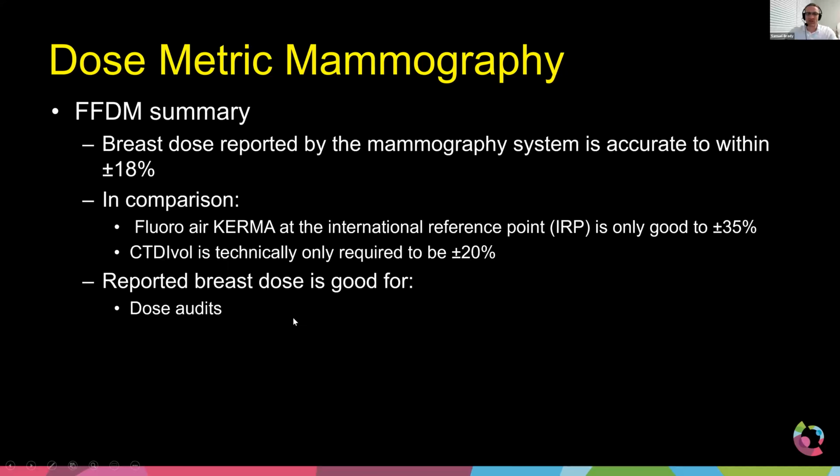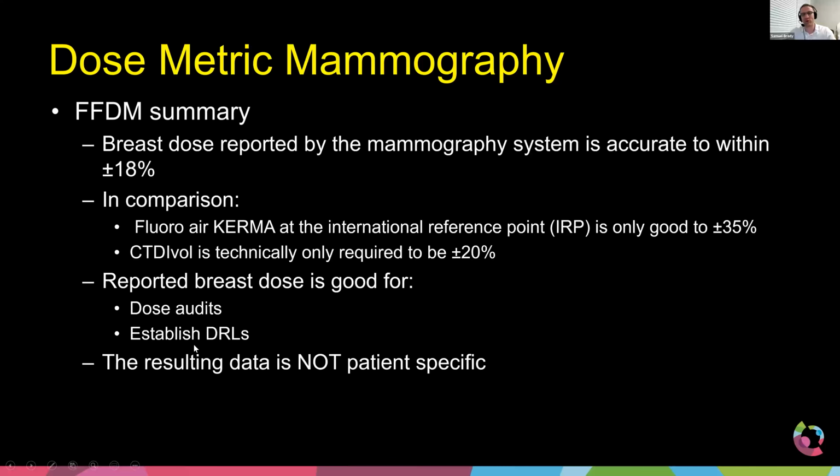How do we use these values? Well, you have to understand that there is some inherent variation when you compare one machine to the next machine to the next machine, though obviously machine-to-machine comparison should be pretty accurate. So we can use these as dose audits, and then we can use them to establish diagnostic reference levels, of course, which is what we're working on.